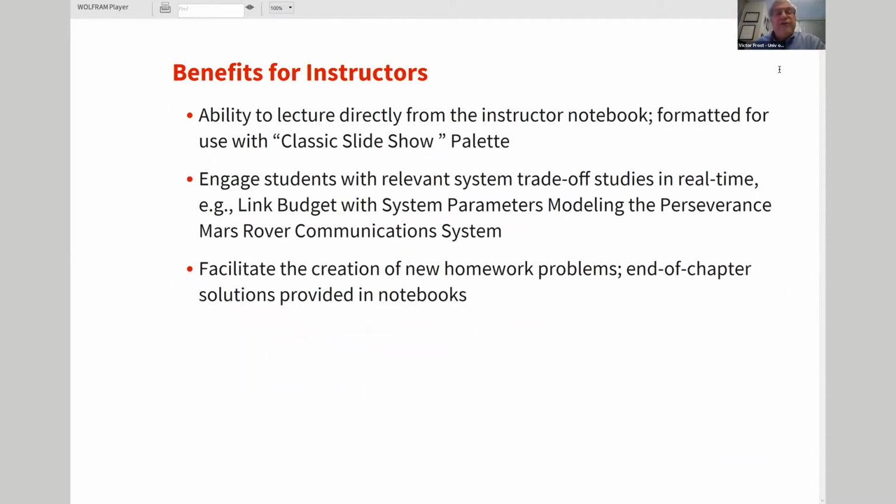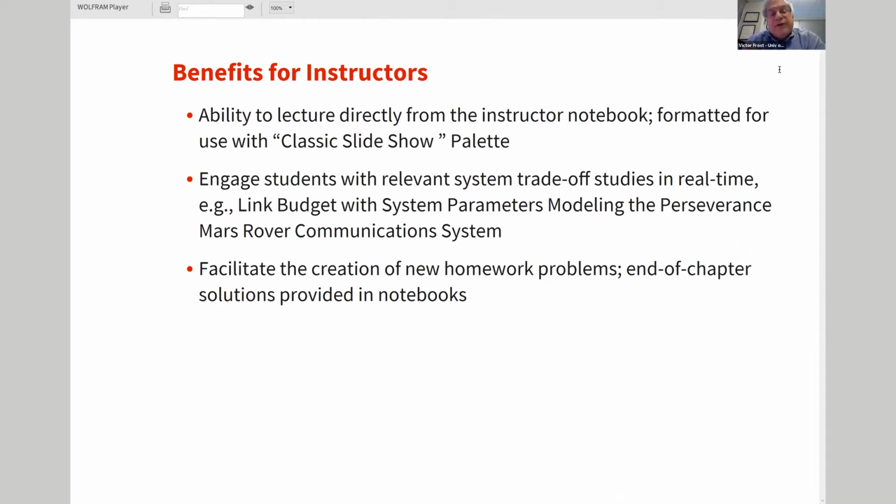Now, the benefit for the instructor is that I taught from this material last spring, and I taught directly from the notebook using the classic slideshow palette. It worked pretty well. The graphics were all there. These interactive questions were all there. And it just helped doing that. I could engage the students with the system trade-off studies in real time as I'm doing the lectures.